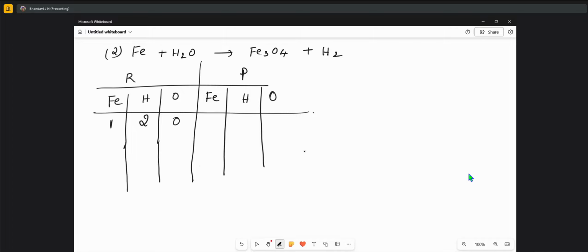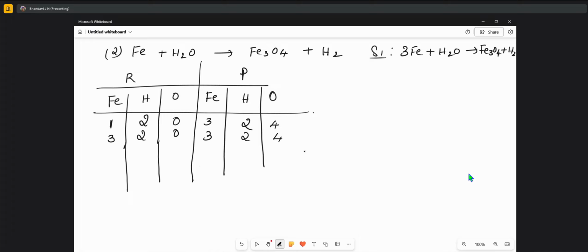Always balance in such a way that first you balance the other elements. At the end, you balance the oxygen and hydrogen. Here you have 3, this is 4 and this is 2. Iron, you have only 1 here, and 3 there. So I have to increase it in the reactant. So what will you do? 3Fe plus H2O will give Fe3O4 plus H2, the next step. Here in the reactant I made iron 3, but kept hydrogen and oxygen the same. Here I have not changed anything in the product, I will write it as it is.